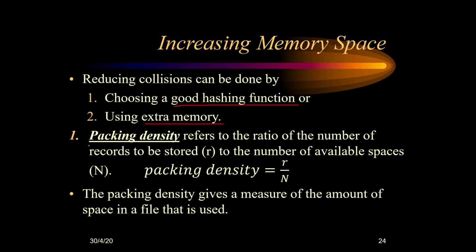The first one is by using a very good hashing function. Here we are considering the term packing density. It is nothing but the ratio of the number of records to be stored to the number of available spaces. So we get a formula: packing density is equal to R by N, where R is the number of records to be saved and N is the total number of addresses available to save. So packing density gives us a measure of how much of the space my file contains.